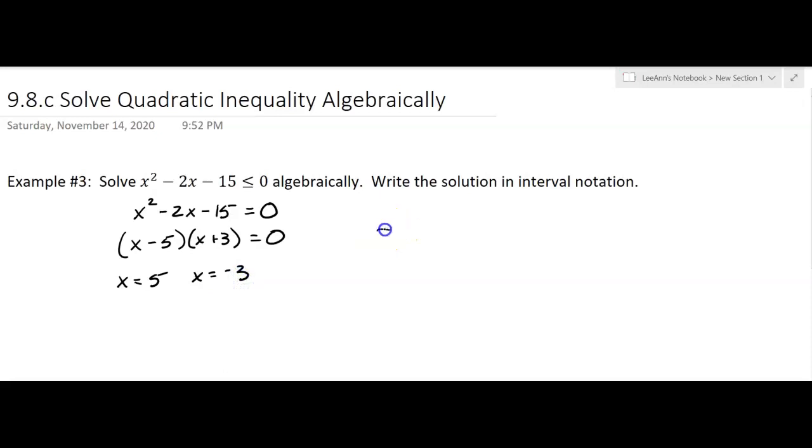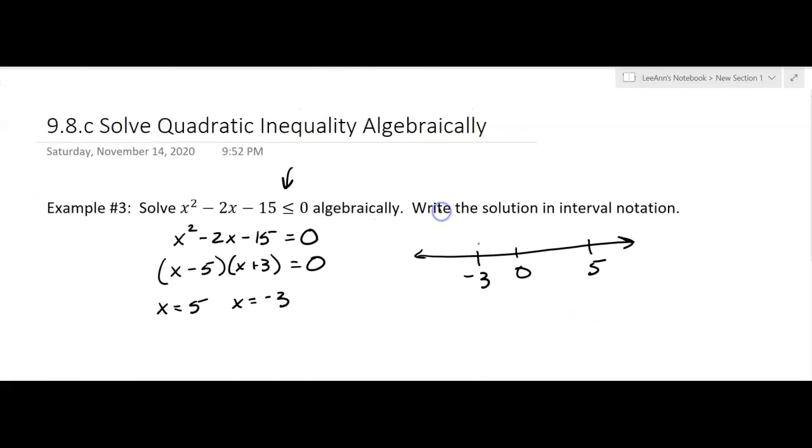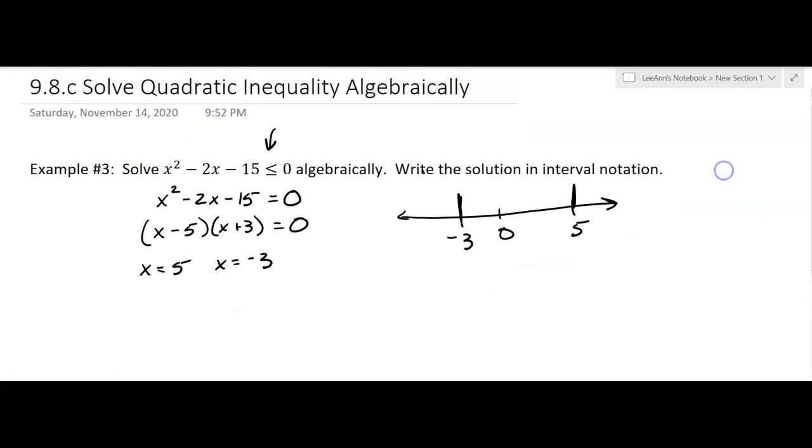Now we're going to go over here and draw a number line. Here's 0, here's 5, say, and here's negative 3. And now in this case, notice that it's a less than or equal to, so you can include the negative 3 and the 5. And then we're going to pick a test point in each section and see if it works.